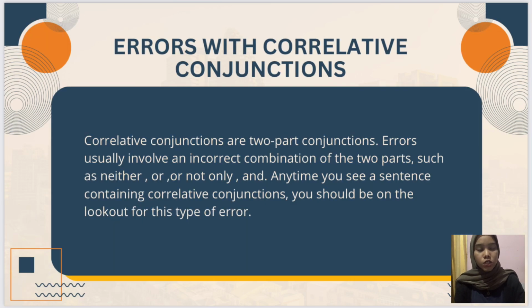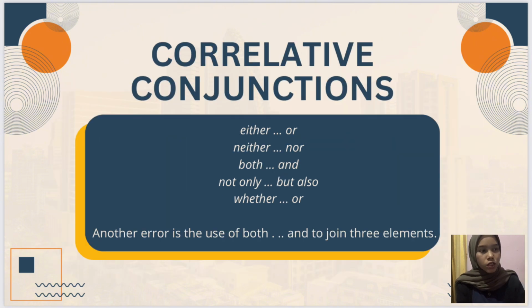So, correlative conjunctions are two-part conjunctions. Errors usually involve an incorrect combination of the two parts, such as neither, or, not only, and. Anytime you see a sentence containing correlative conjunction, you should be on the lookout for this type of error. Here are examples of correlative conjunctions: neither, nor; either, or; both, and; not only, but also; and whether, or.